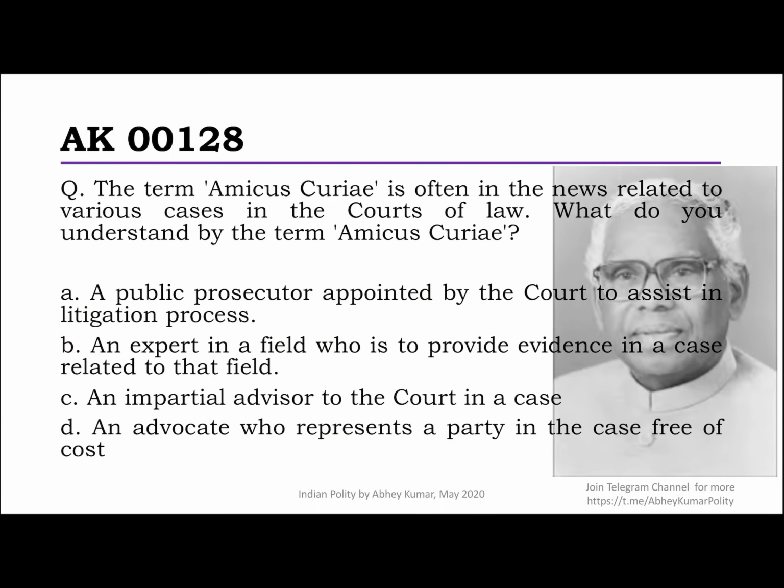So the next one we have: the term Amicus Curiae is often in the news related to cases in the courts of law. What do you understand by this term Amicus Curiae? See, in some way, all these will have some kind of a relation with Amicus Curiae. So if you ask which of them is the best definition of Amicus Curiae, that is what we need to understand here. See, Amicus Curiae is a Latin phrase which simply means a friend of the court.